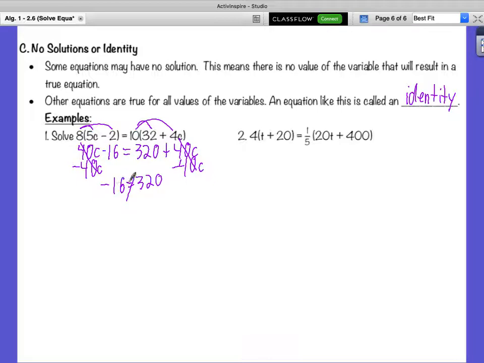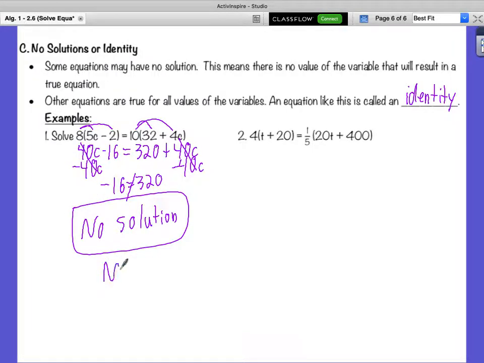and we get down to a non-true statement, this is a false statement. We say that there is no solution. We say there's no solution. You can call them NS. I've also seen where you call them NO and then solution shortened down to no sol.